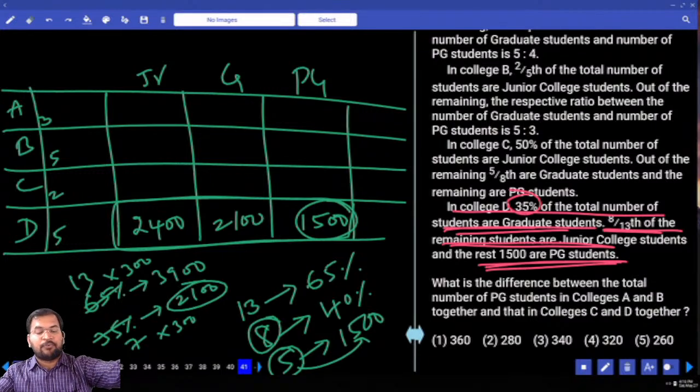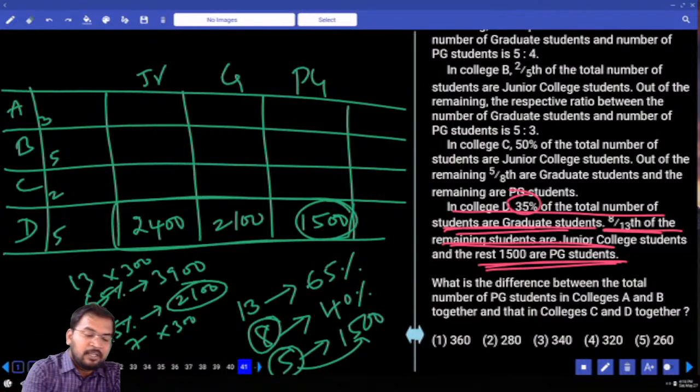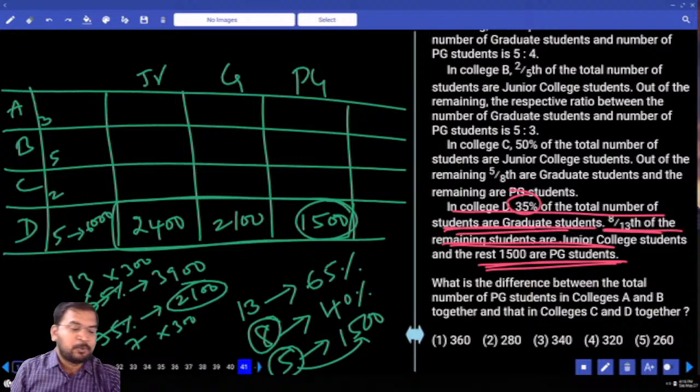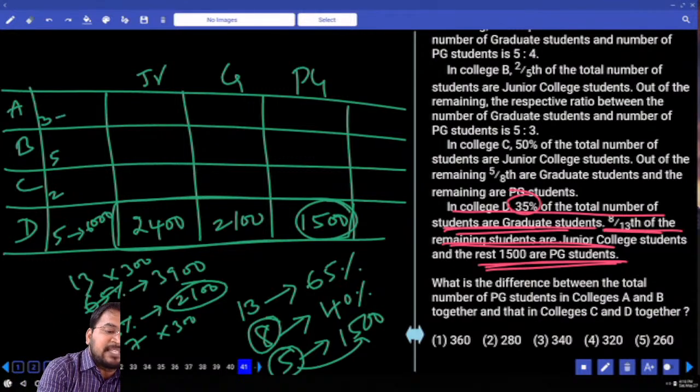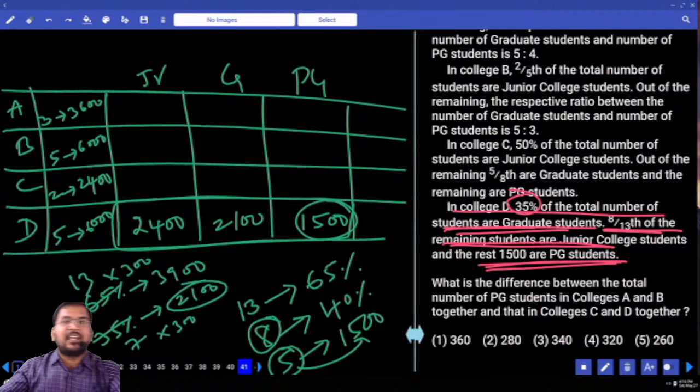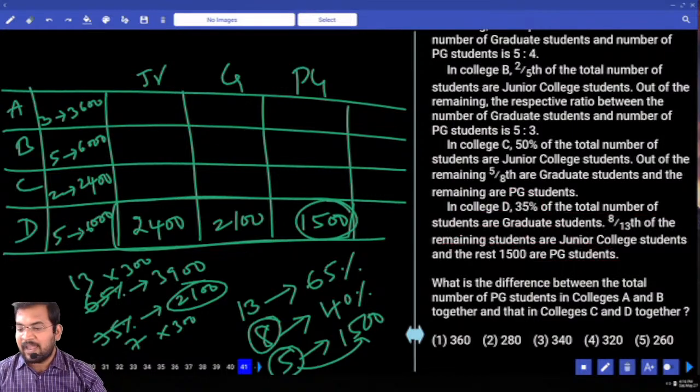Now once you know all these values, this total value is nothing but the total students in college D. 2400 plus 2100 is 4500. 4500 plus 1500 is 6000. Therefore 5 parts is 6000. Are you clear or not? Now each part is 1200. Then 3 parts is, 5 parts is, 2 parts is. Are you clear or not? Once you get them, the remaining is very easy. Wherever the value is there, start from there.